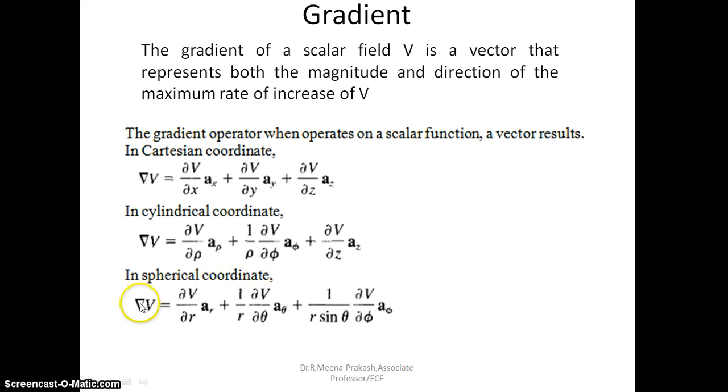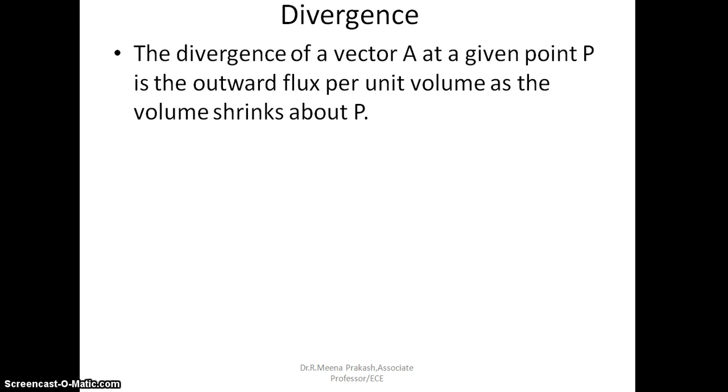And in spherical coordinates, del V is given by dou V by dou r ar plus 1 by r dou V by dou theta a theta plus 1 by r sin theta dou V by dou phi a phi. So this is about the gradient. Gradient of a scalar is a vector and it represents the magnitude and direction of the maximum rate of increase of V. Next we will discuss divergence.